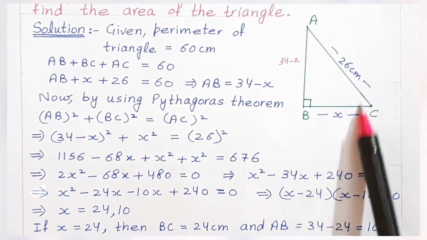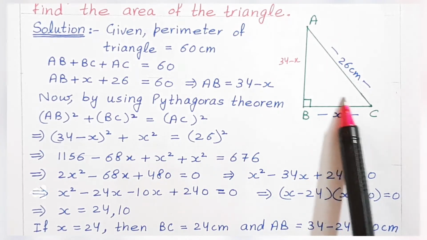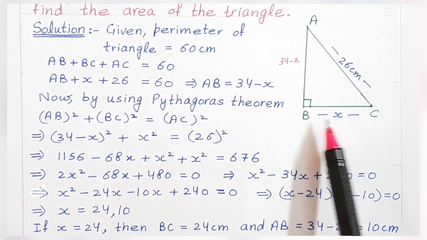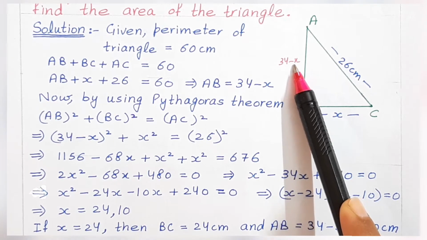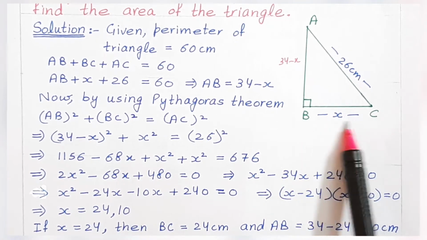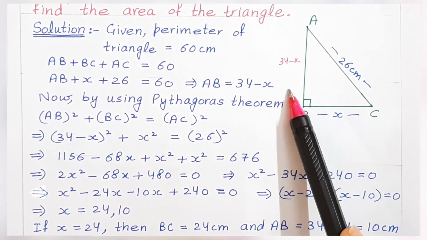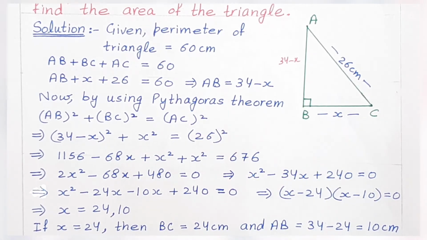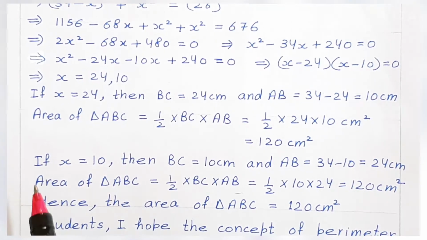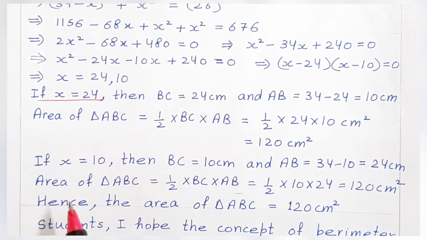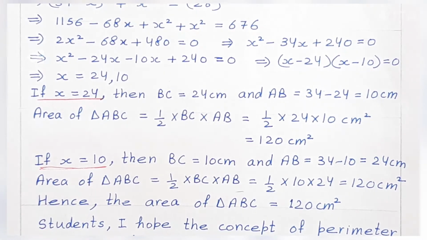Now students, you have assumed that BC is x. So if x is 24, then AB will be 34 minus 24, that is 10. And if x is 10, then AB will be 34 minus 10, that is 24. Clear? So here we will consider both the cases. Clear? That is when x is 24 and when x is 10. Is it clear to everyone?